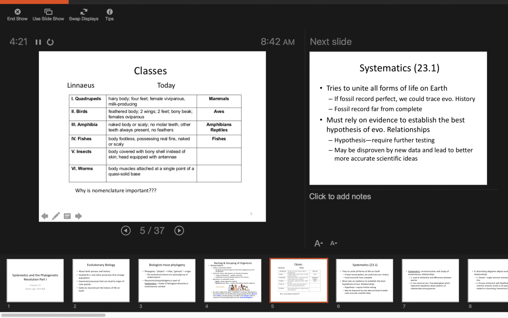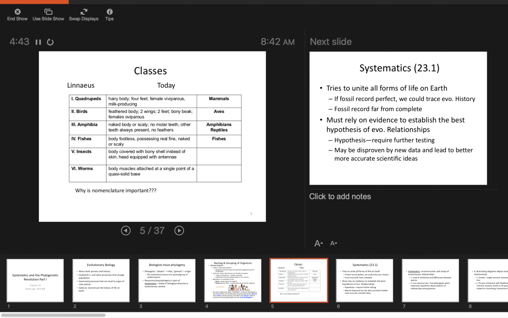All right. The classes of animals have changed over time. When Linnaeus started the grouping, he had quadrupeds, four-limbed animals, birds, amphibians, fishes, insects, and worms. But today we switch them together: mammals, aves, that's birds, amphibians and reptiles, and fishes. And then these groups actually have their own little subgroups.